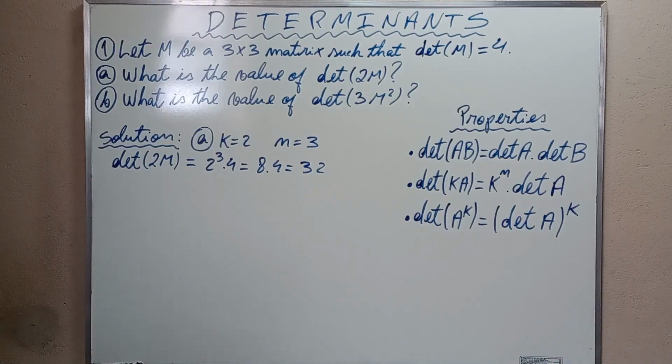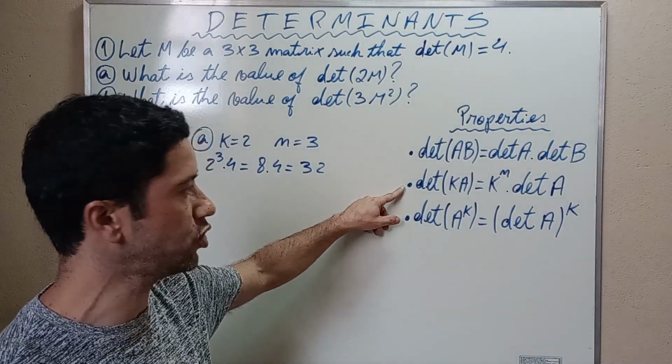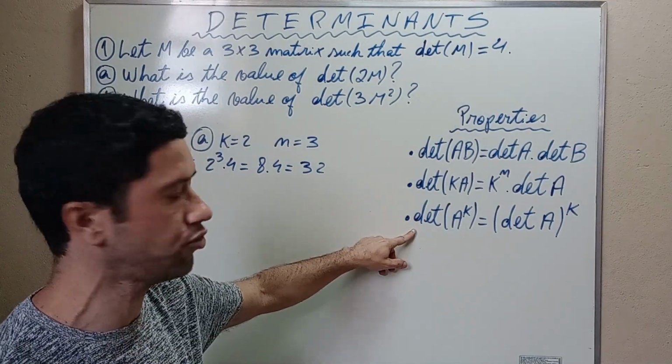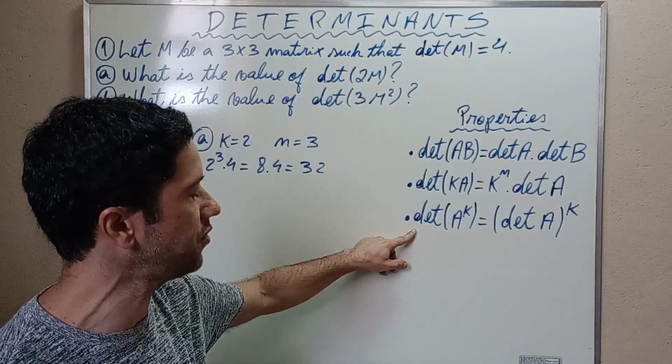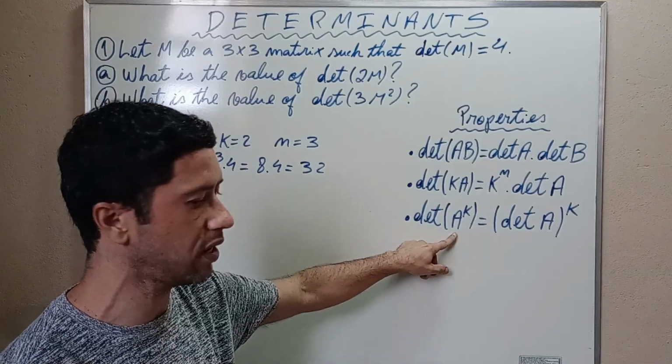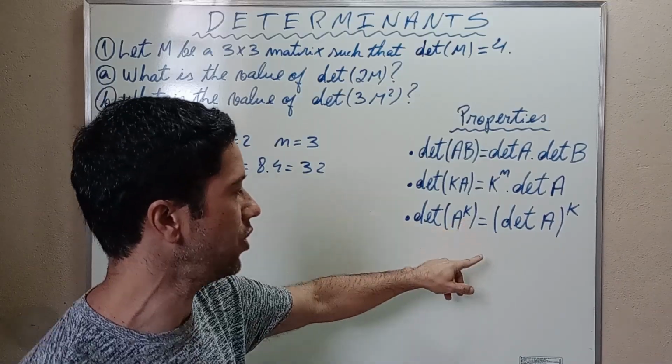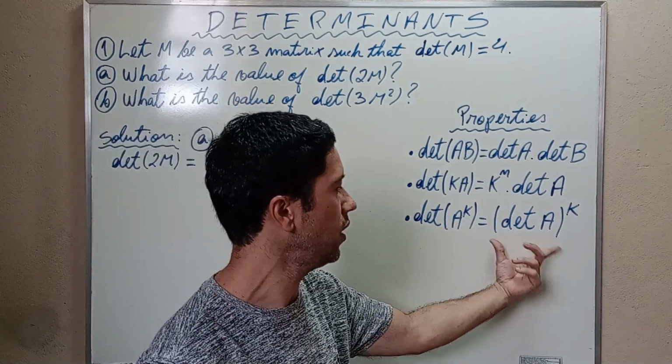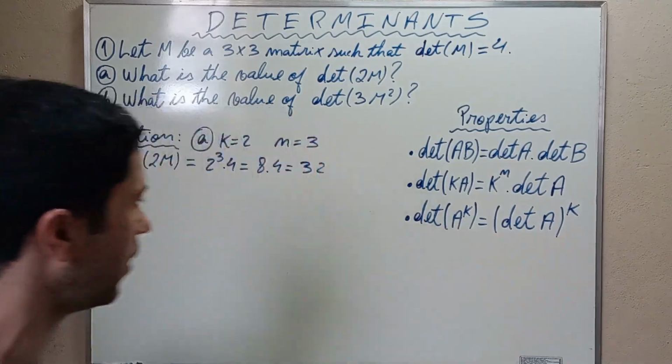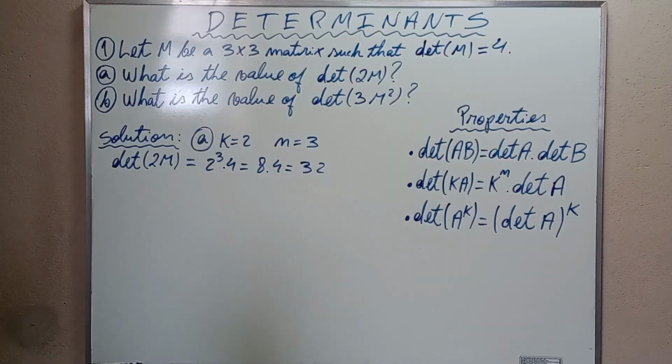Let's go to letter B now. For letter B, in addition to using this property here, we are going to use this property that says that the determinant of A raised to the power of k is equal to the determinant of A, raised to the power of k. Alright?